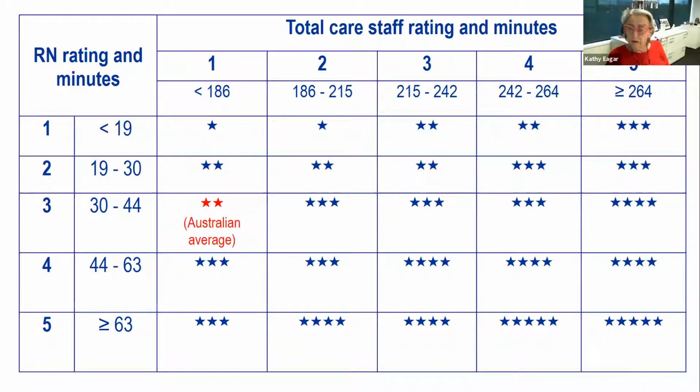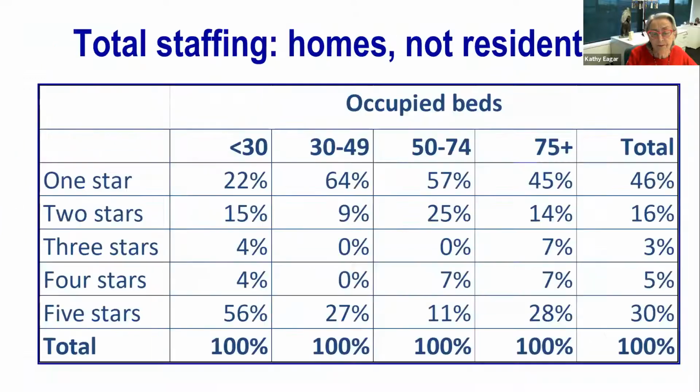We did an international literature review and identified the American 5-star rating system as the best, and it has 2 measures for staffing. One is total staff time and the other is registered nursing. And you'll see across the top here, the total staff, and the next item is minutes. If you get under 186 minutes, it's 1 star for total staffing. And you'll see in the rows, registered nursing, you get 1 star if it's less than 19 minutes. Across Australia, when we did this study, Australia averages 2 stars. And that is 1 star for total staffing and 3 stars for nursing.